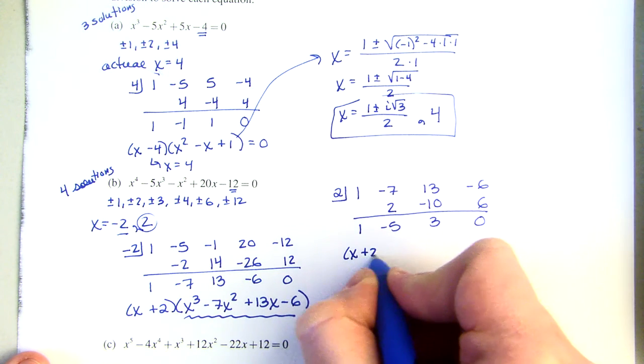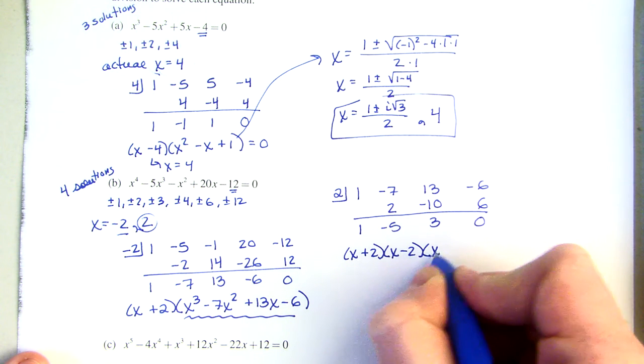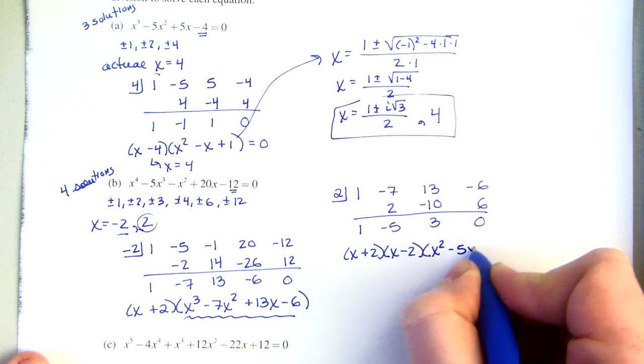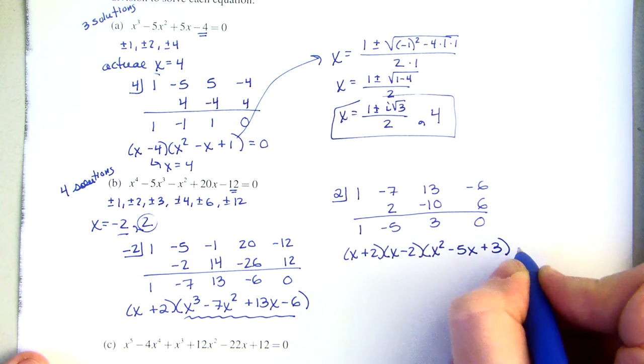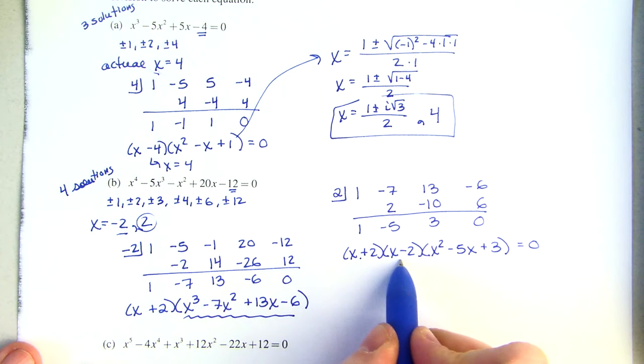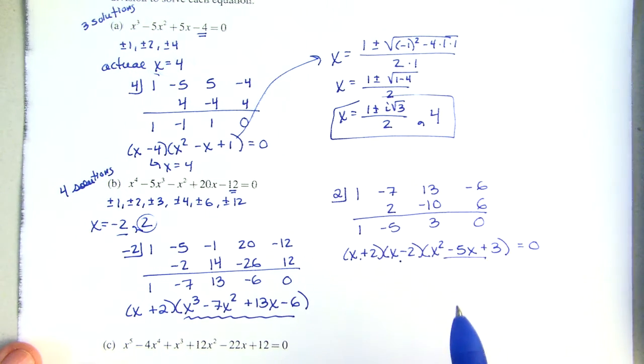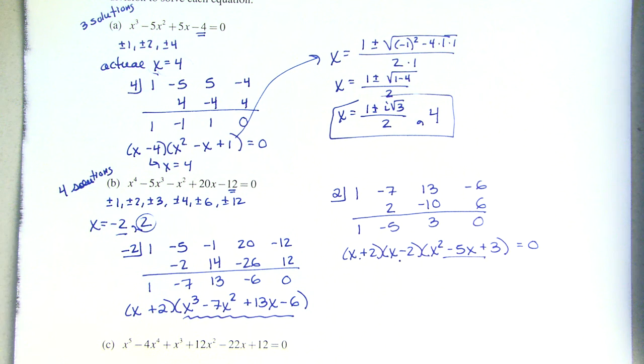We've got x plus 2, we've got x minus 2, we've got x squared minus 5x plus 3. Easy, easy, because you already have those solutions anyhow. Use the quadratic formula. Please go finish this off and get your 4 answers.